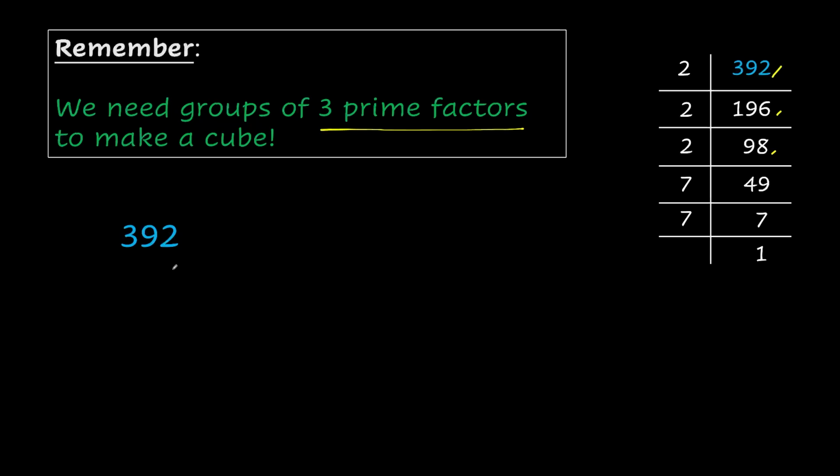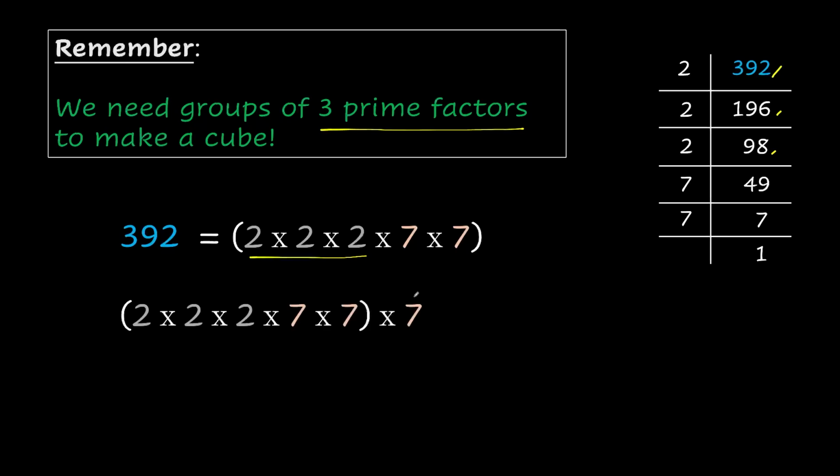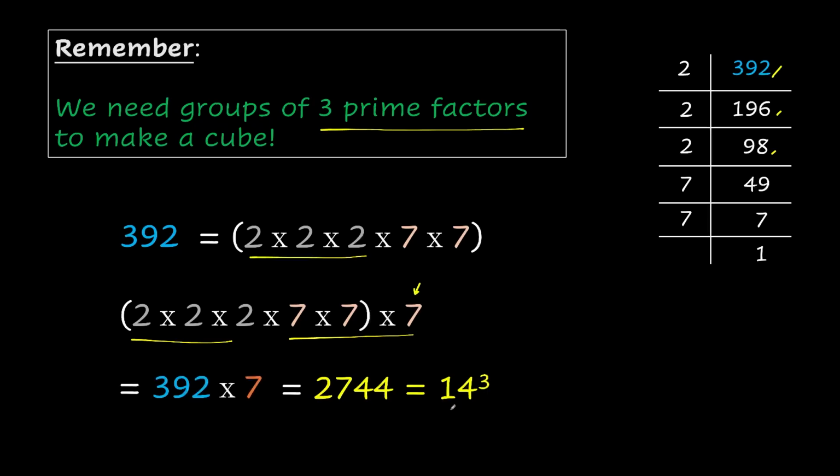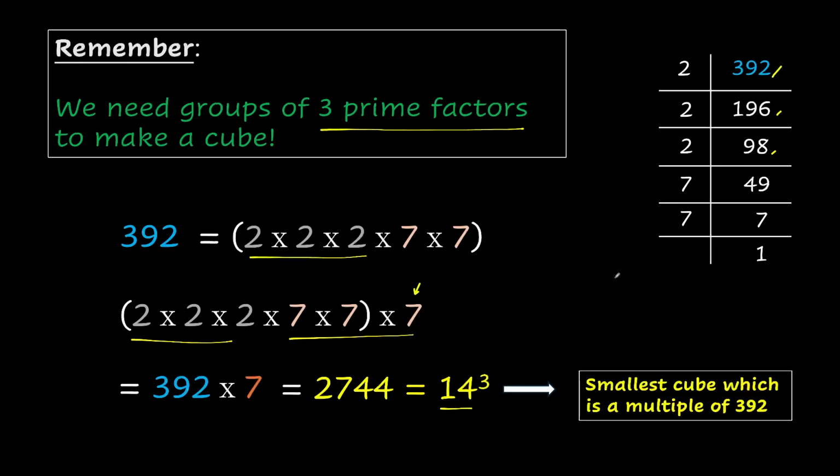So for 392, we have 2 times 2 times 2 times 7 times 7. To convert this to a perfect cube, all you need to do is add another extra 7, and that will make it 3 2's and 3 7's. That makes it a perfect cube. So that would mean the cube would be 392 times 7. That is 2744, which is 14 cubed, which means the side of the cube would be 14.